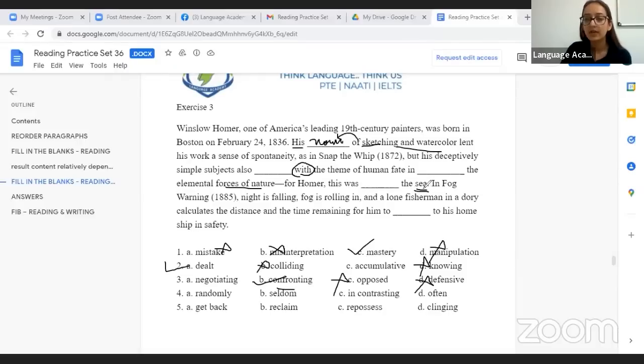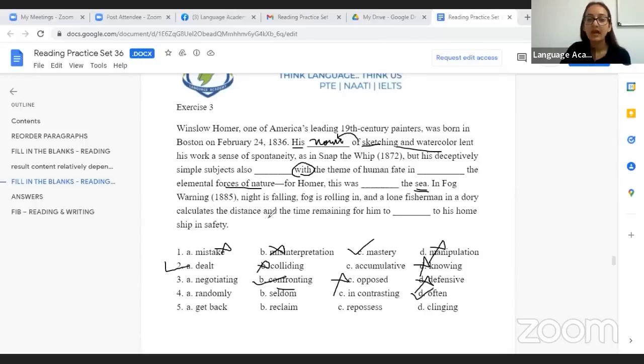The sentence is absolutely complete. We should go with an adverb here. This was dash the sea. This was randomly? He is not going to randomly pick up topics. Seldom means rarely. In contrasting is not an adverb. Often is an adverb, so we can go with often, which means most of the time he used to paint something related to the sea. He often used to pick up this subject. So for Homer, this was often the sea.